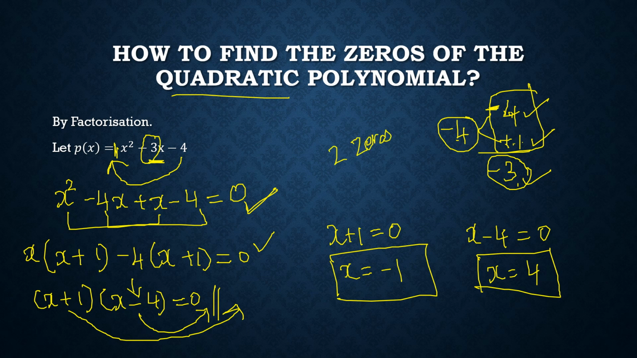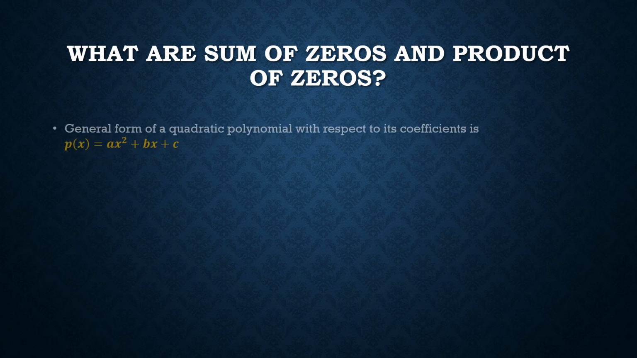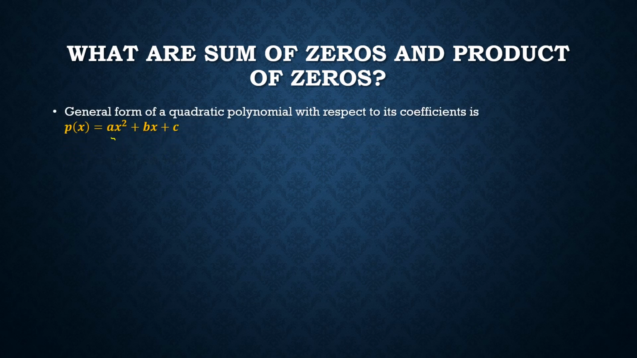And the next concept is the sum of zeros and product of zeros. But before this, you need to know what is the general form of a quadratic polynomial.